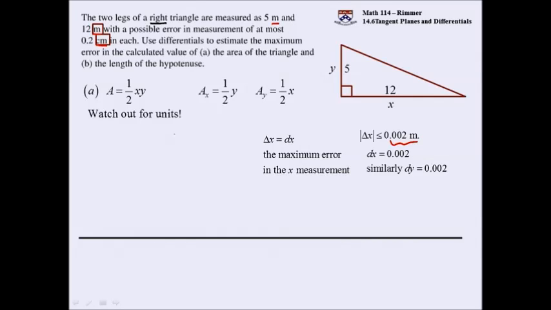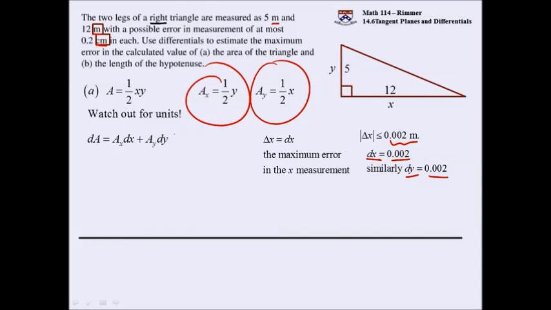And so this is what we're going to multiply our a sub x and our a sub y. Our partial derivatives here will get multiplied by the associated dx and dy. In this case, they're the same, because the instrument that you're using could be off by that amount. So when you make these two separate measurements, they could be off by that amount. And so we go calculate. We take half of 5 and multiply by 1/500. We take half of 12 and multiply by 1/500.